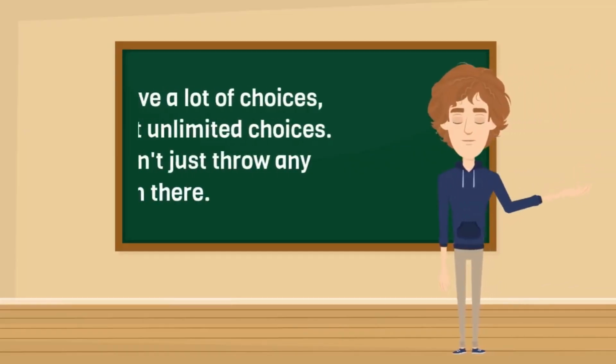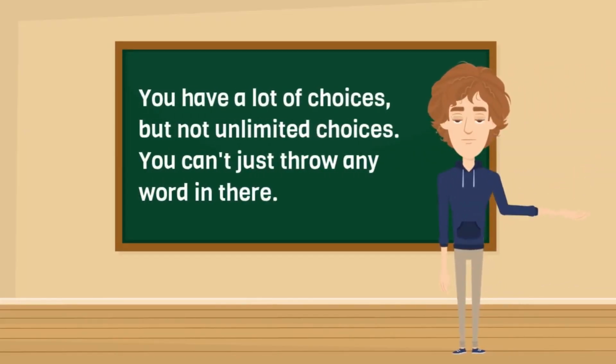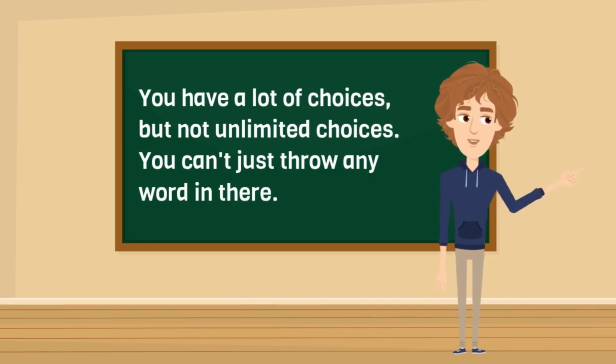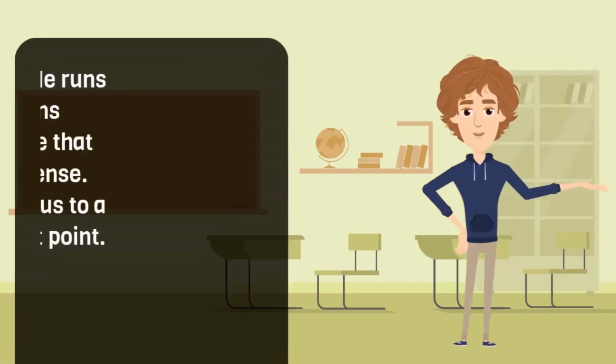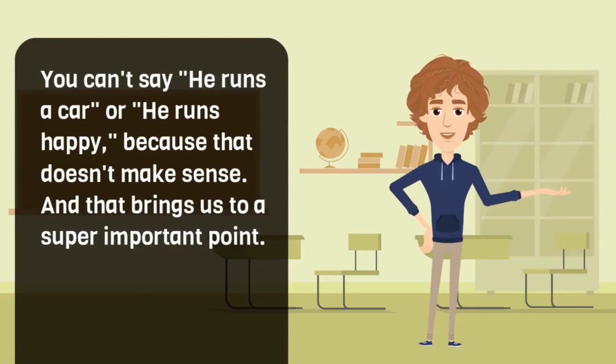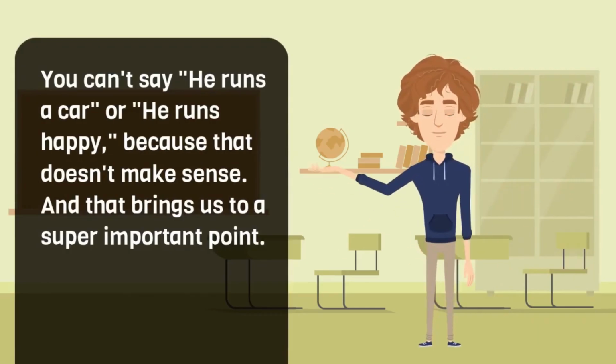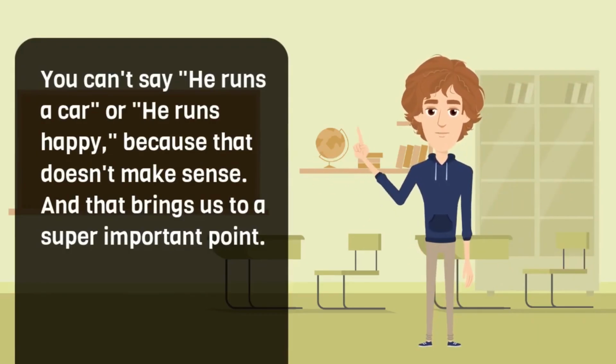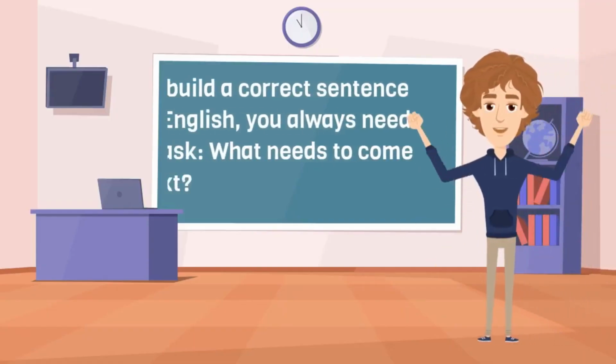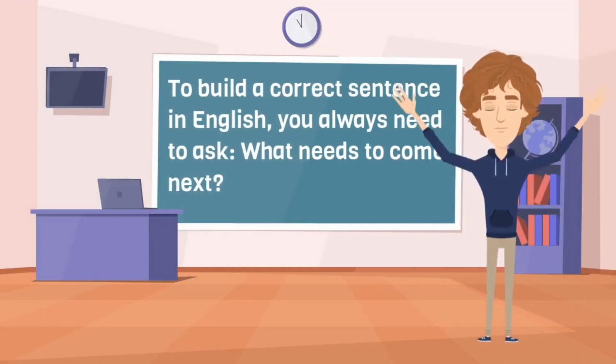You have a lot of choices, but not unlimited choices. You can't just throw any word in there. You can't say, he runs a car, or he runs happy, because that doesn't make sense. And that brings us to a super important point. To build a correct sentence in English, you always need to ask, what needs to come next?